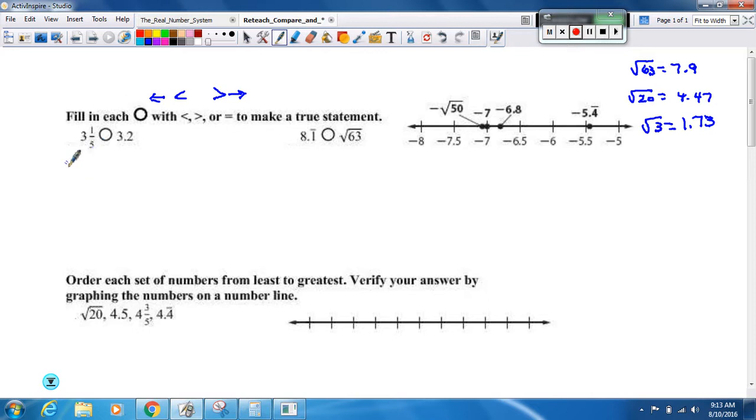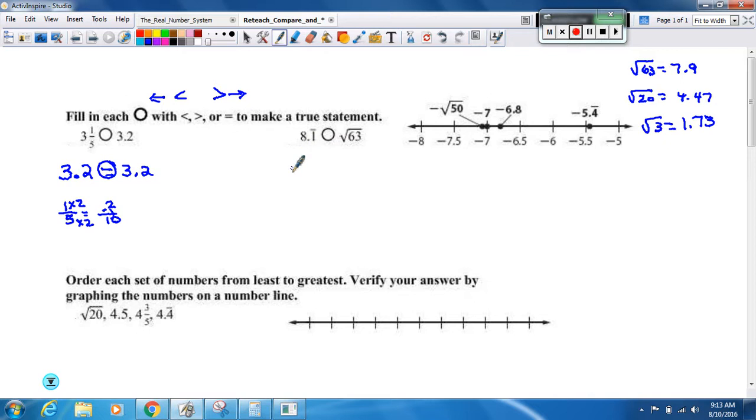3 and 1/5. The 3 is in front of the fraction, so that's a 3 in front of your decimal. 1/5, you can make that become a power of 10 by multiplying the bottom by 2. If you multiply the bottom by 2, you have to multiply the top by 2. So 1 times 2 is 2. So this is 3.2, and on the other side is 3.2, and those two numbers are the same, so the answer for that one is they are equal to each other.